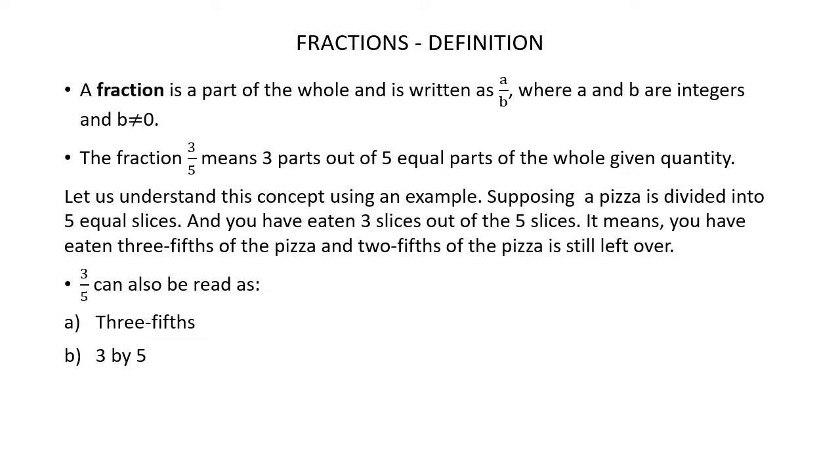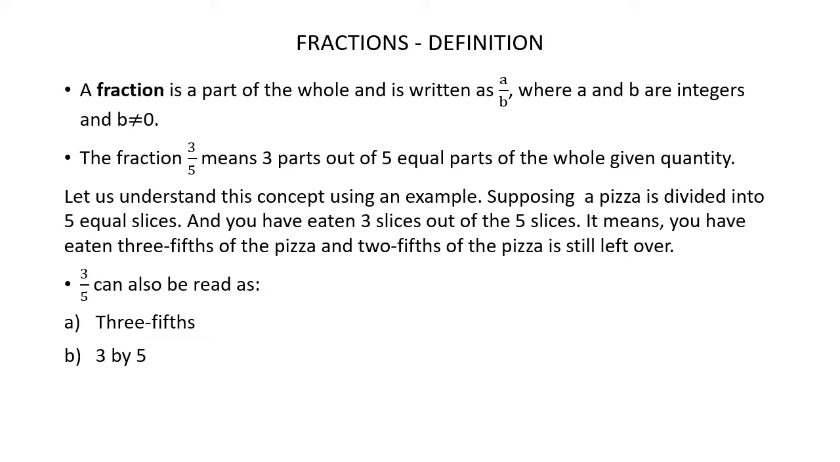Let's understand this further. Now let's take the example of a fraction 3 upon 5. The fraction 3 upon 5 means 3 parts out of 5 equal parts of the whole given quantity. If the whole given quantity is divided into 5 equal parts, then 3 parts out of those 5 equal parts is written as 3 upon 5. 3 upon 5 is the fraction here.